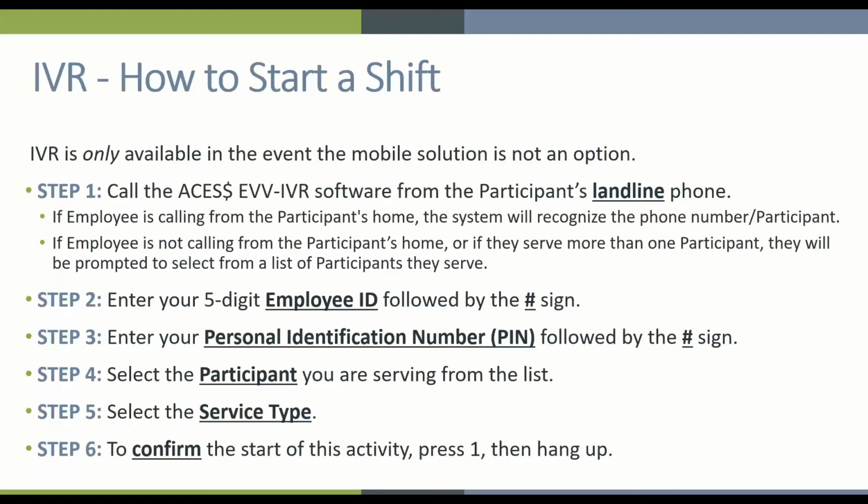Next, you'll select the participant from the list. Then you'll select the service type. Again, it may or may not be required depending on the participant and the waiver. And then you're going to confirm the start of the activity. You're going to clock in. You'll press 1 to do so, and then you'll be able to hang up.